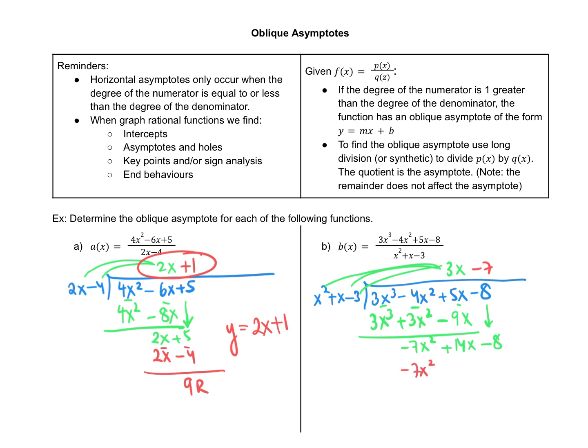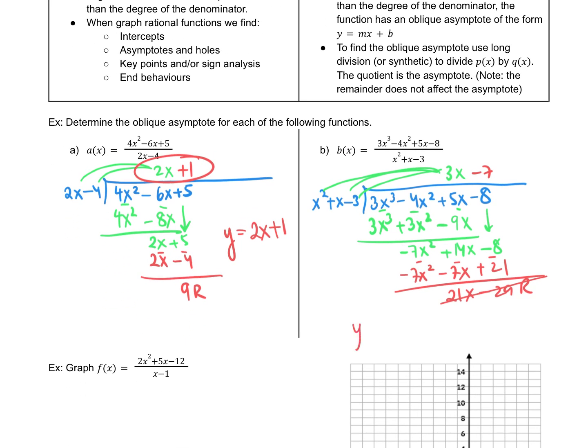Now at this point, me distributing in is kind of useless because I know I'm going to get a remainder and it doesn't affect my oblique asymptote. But just to see. 14 minus negative 7 is 21x. Negative 8 minus 21 is negative 29. That's the remainder, does not affect our oblique asymptote. Our oblique asymptote is y equals 3x minus 7 from that quotient.